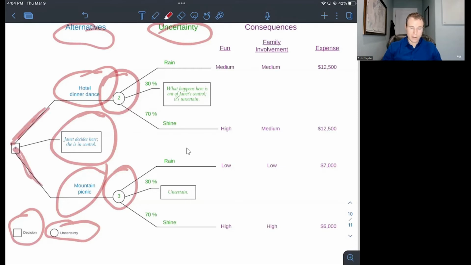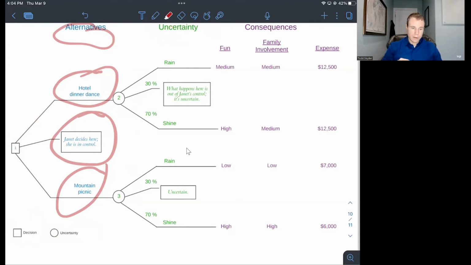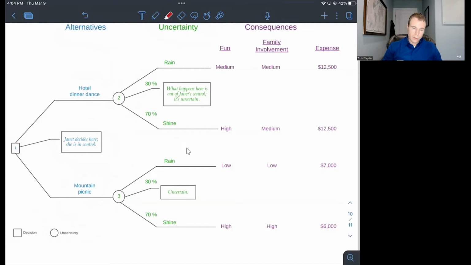All right, so if we look at the uncertainty, we see the question is, is it going to rain or not? If it's going to rain, then it's going to be less fun to be outside in the mountain picnic, and probably a better choice to go with the hotel dinner dance. But this is the thing, Janice doesn't know if it's going to rain or not.